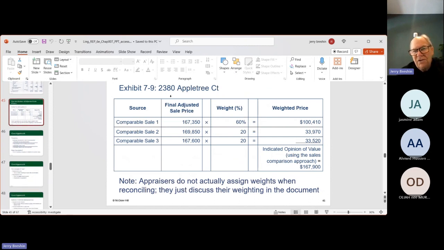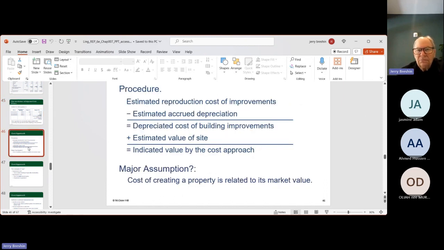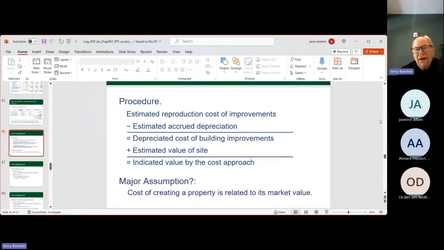What an appraiser could do, here's a specific example using comparable sales. This is a home that was sold, one home, the second home, third home. This was the adjusted price. He added a weight to it and came up with an average price in this community of 167.9. Okay, this would be the sort of approach used in the cost approach, estimating the reproduction value minus the depreciated value.